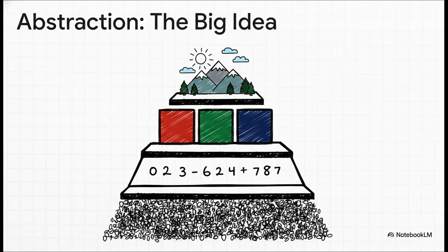We don't have to think about the millions of ones and zeros that make up a photo. We just see the photo. Each layer, from bits to numbers, from numbers to text, from text to colors, is just another abstraction, a smart simplification that lets us build these incredible systems from incredibly simple parts.